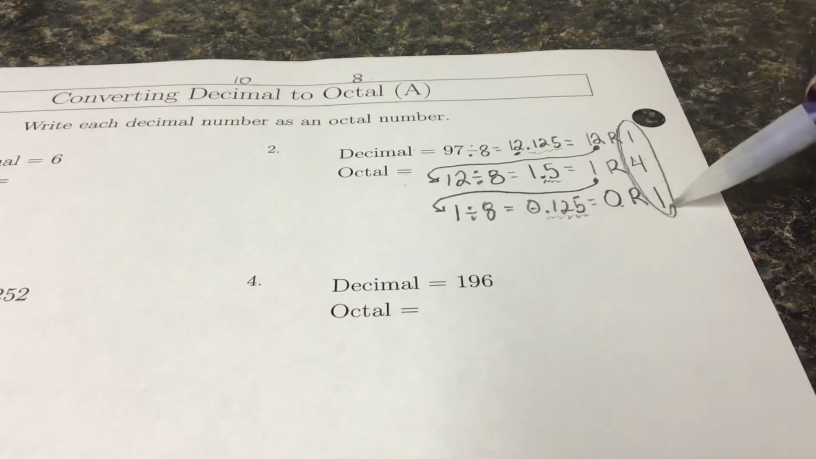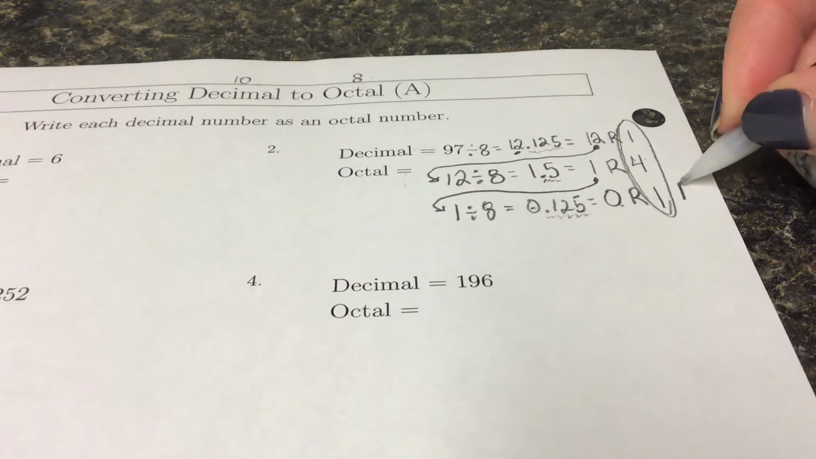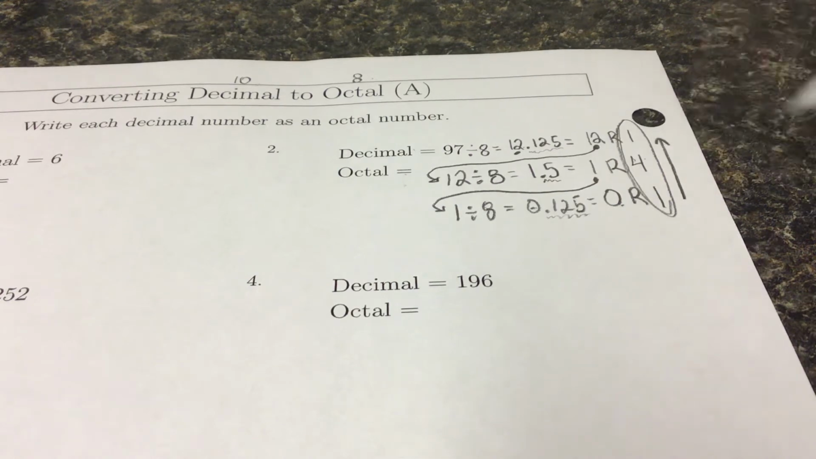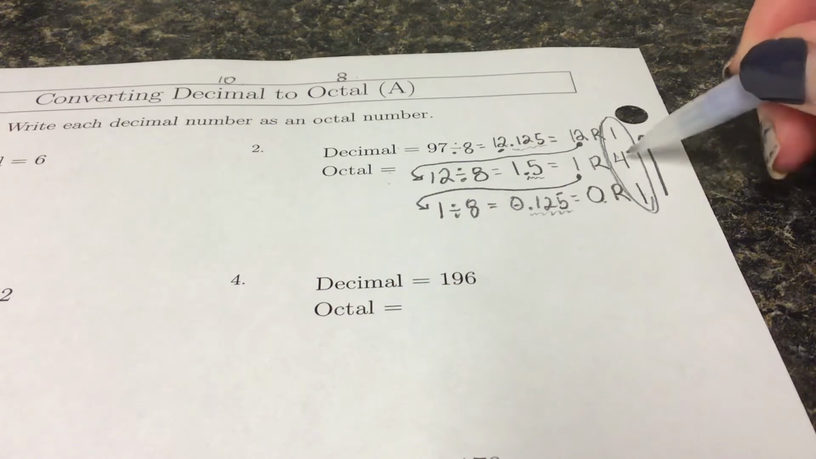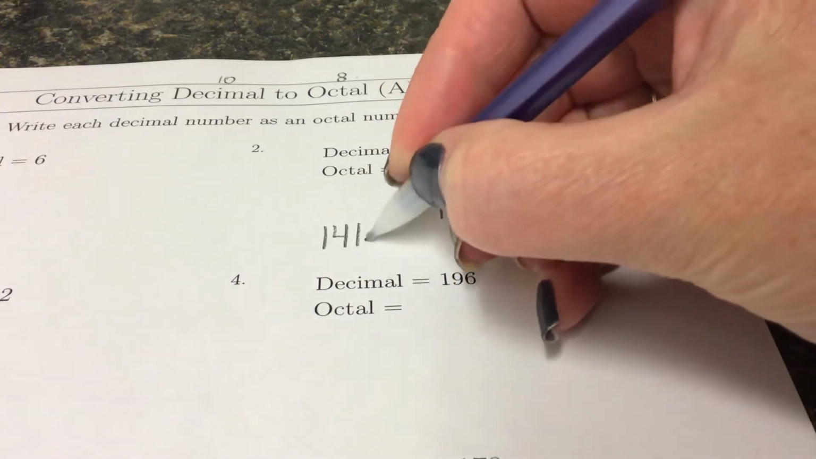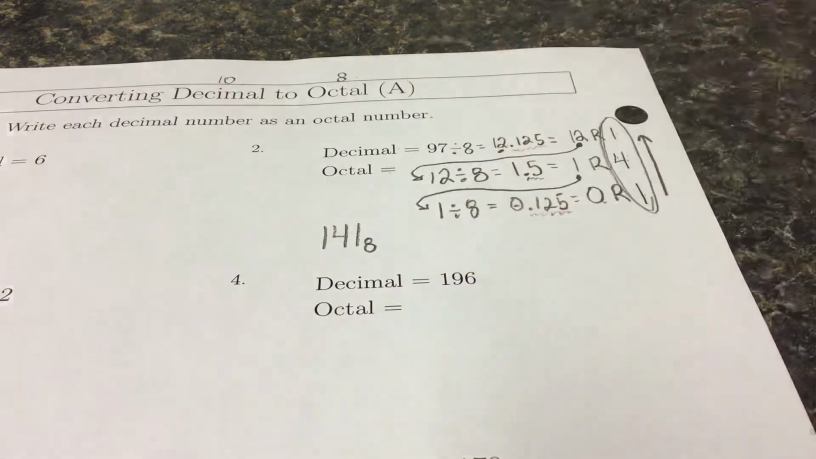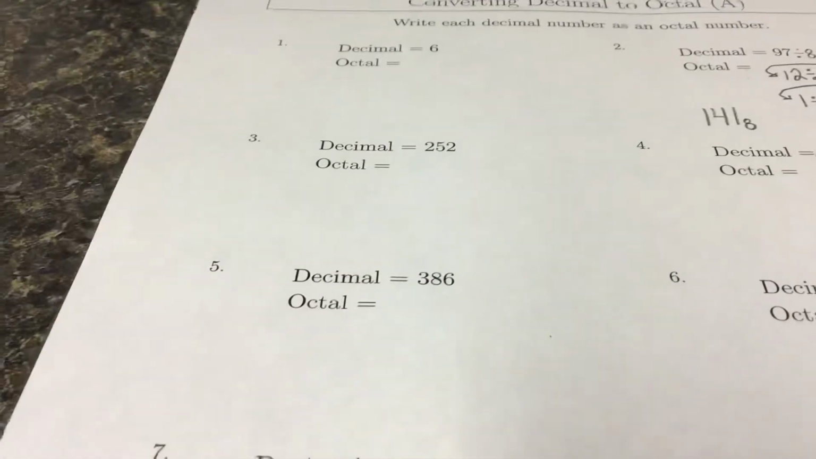Now in this particular problem, it doesn't matter which direction you read it, but you're always going to want to read this going up. So your octal number would be 141. And if you put a little teeny tiny 8 down at the bottom, that signifies that it is an octal number and not a base 10 number. Right? Let's talk about another one.